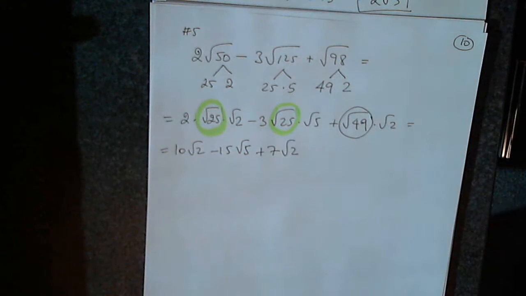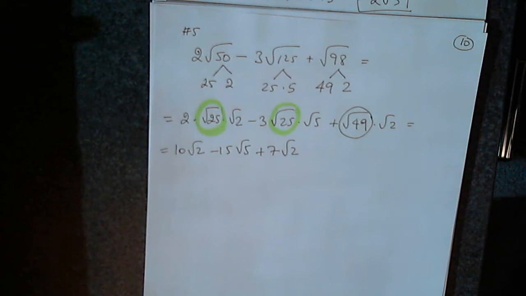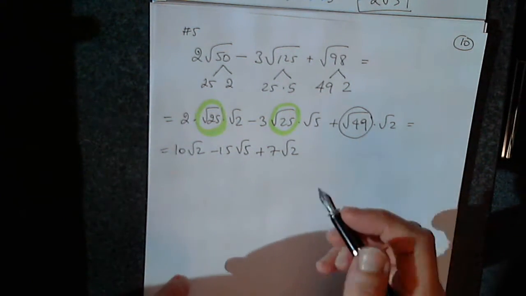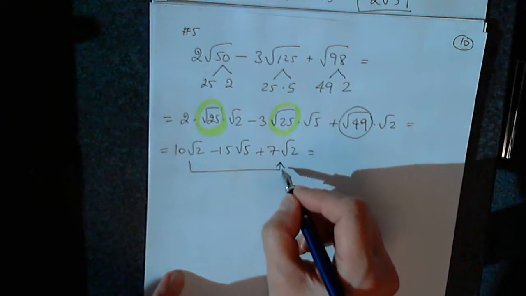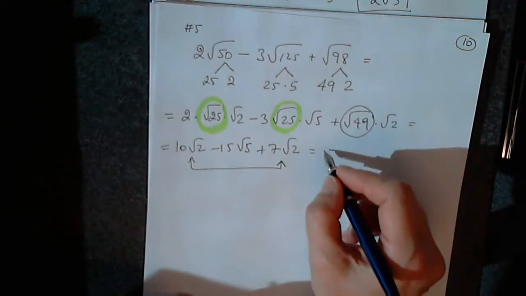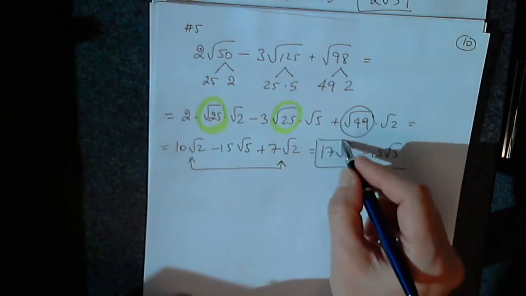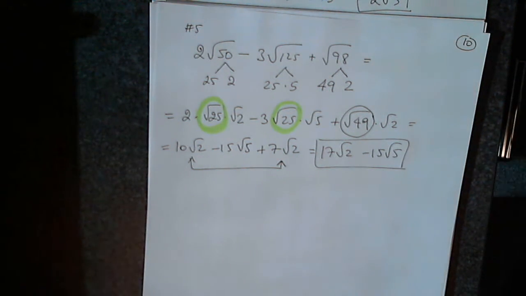I claim that only 2 of these radicals are like radicals. That I can say 10 apples plus 7 apples. But the square root of 2 and the square root of 5 are not the same. So the middle one will stay as is. But I can combine these two. 10 apples plus 7 apples is 17 the square root of 2 minus 15 the square root of 5. Very good.